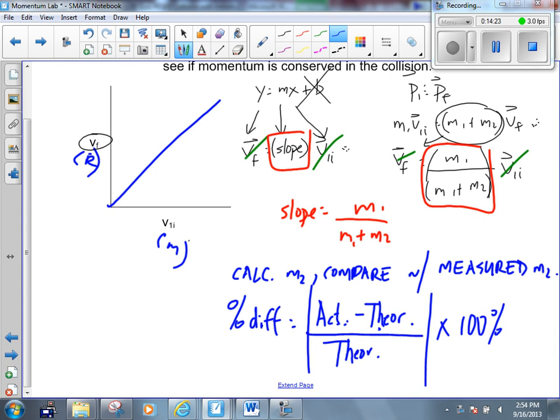If that percent difference is less than 10%, it's close enough. If it's more than 10%, then your conclusion would be, no, the law of conservation of momentum isn't valid.